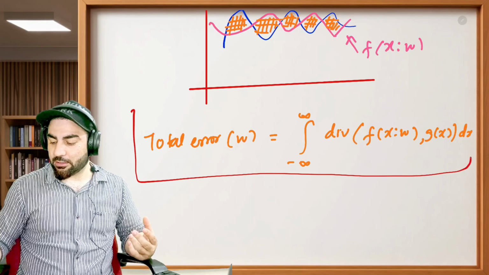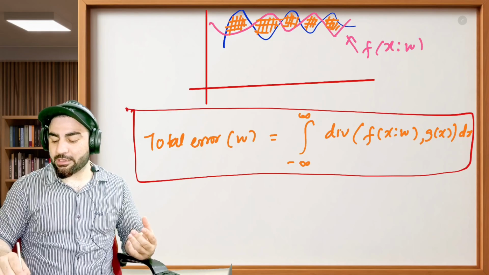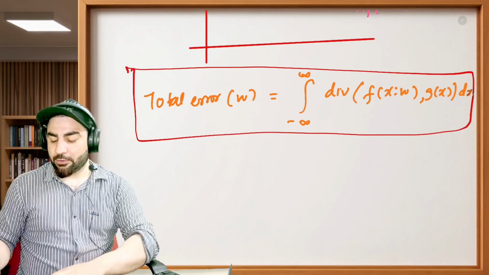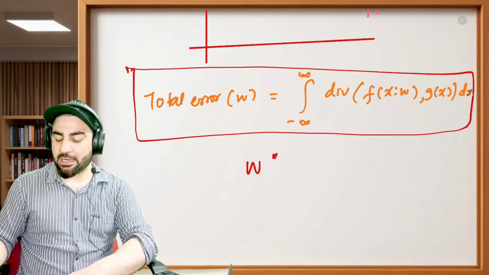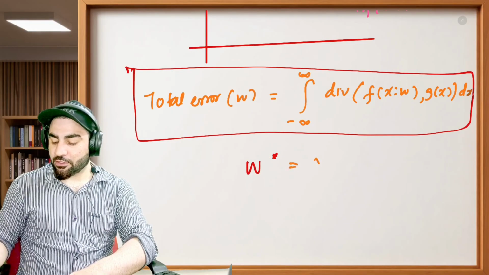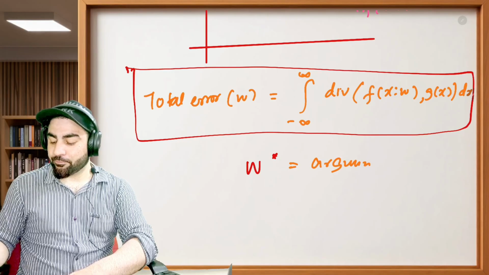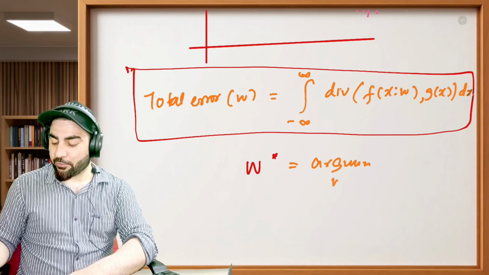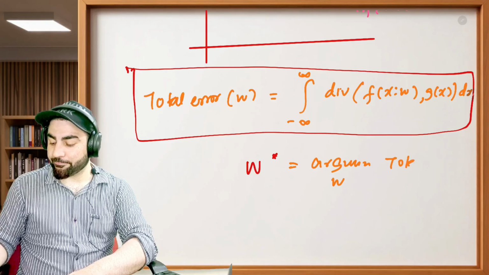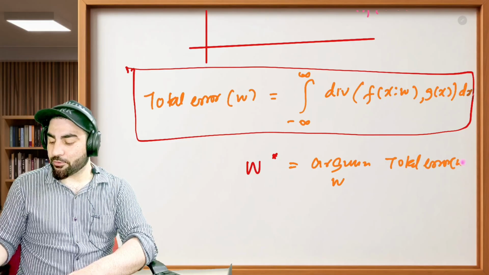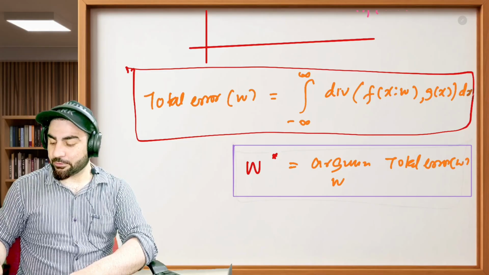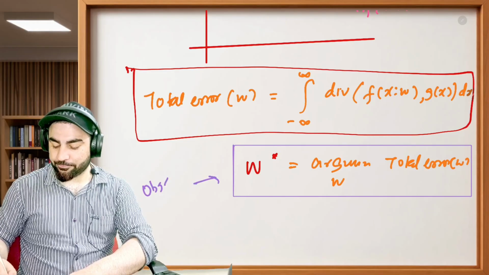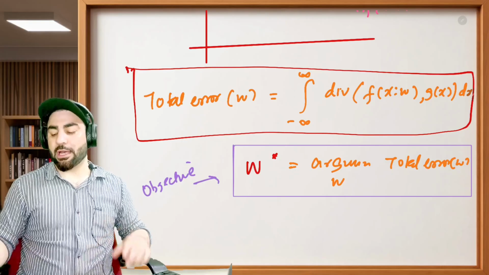So this is what our thing is. Total error is this, and you want to minimize this error. You want to find such a w, which we'll call w star, so that I'll write argmin of this. Let's call this function total error. Argmin of this function, total error of w. So this is your objective. This is the objective function. The total error can be computed by this.